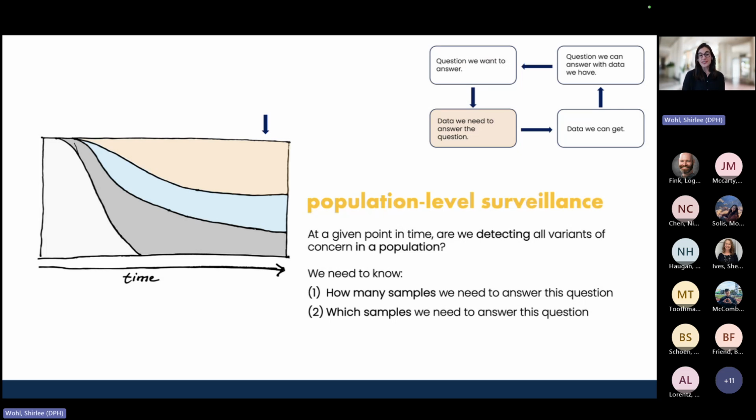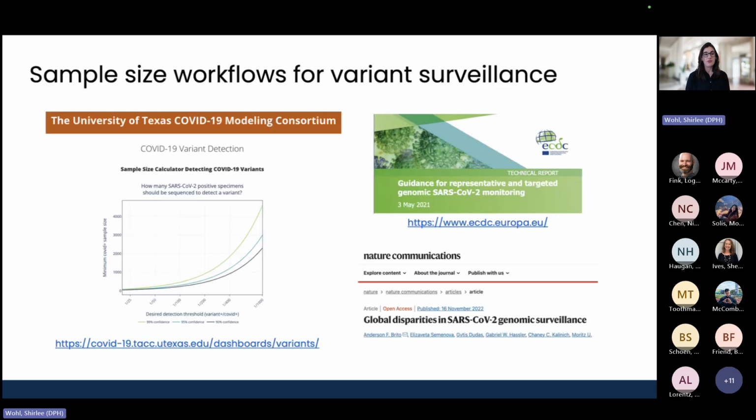There are lots of tools currently available for the first, so the how many. Some of you may be familiar with some of the tools that came up during the height of COVID that were used to give rough sample size estimations, or right-sizing estimations, for detecting variants specifically. There was a great tool from the University of Texas Modeling Consortium, guidance put out by Europe CDC, and a few different papers that came out.